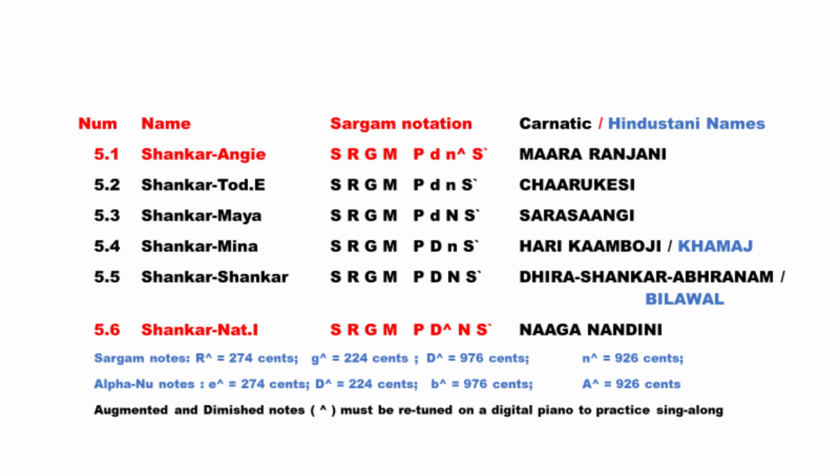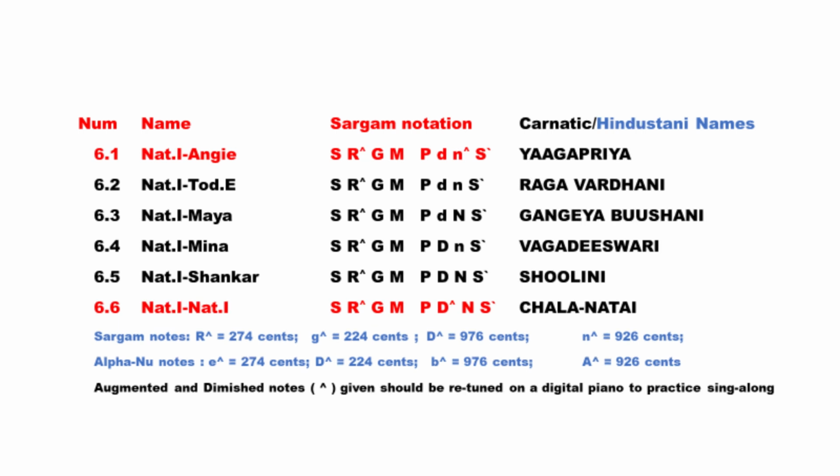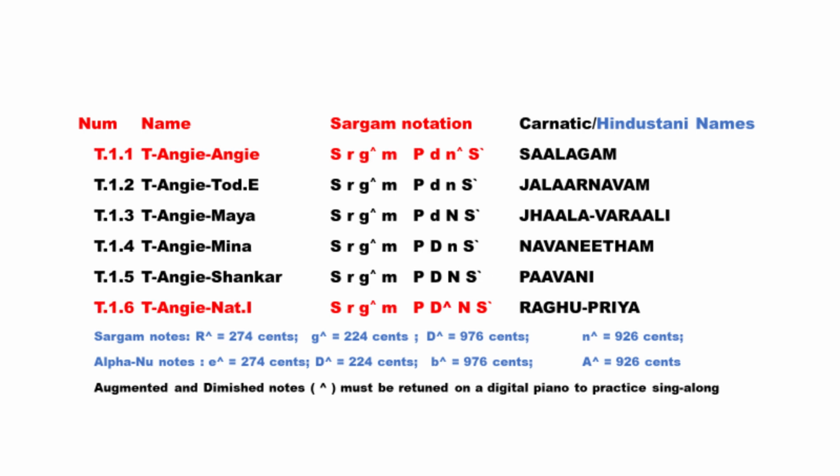This is the Natai house, and the names are here for you, the Indian names. I don't think it's easy to memorize all these Indian names if you are a Westerner. And I'm sure the Natai house has names that can be easily remembered along with its notations. Now for the tritonic scales and its names. First is the house of T Angie.